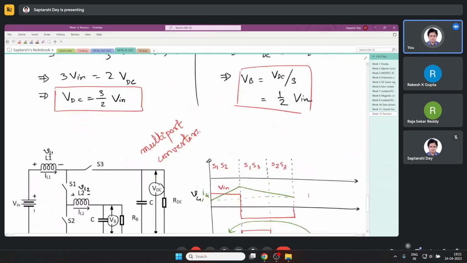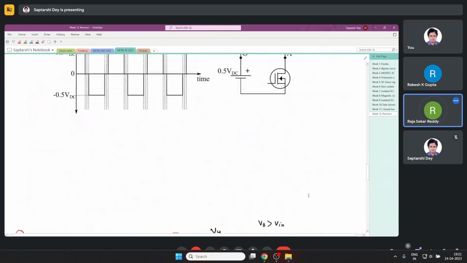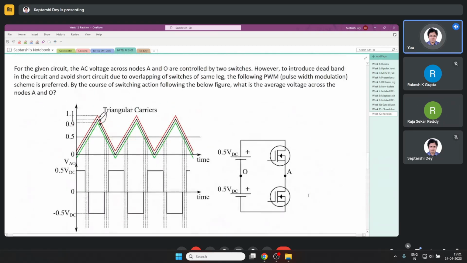So this question is understood, I think. This one question was remaining from last day's class. It's an easy question actually. They have in the question itself given the answer. That for the given circuit, the AC voltage across the nodes A and O are controlled by two switches. However, to introduce dead band in the circuit and avoid short circuit due to overlapping of switches of the same leg, the following PWM scheme is preferred. By the course of switching action following the below figure, what is the average voltage across the nodes A and O?